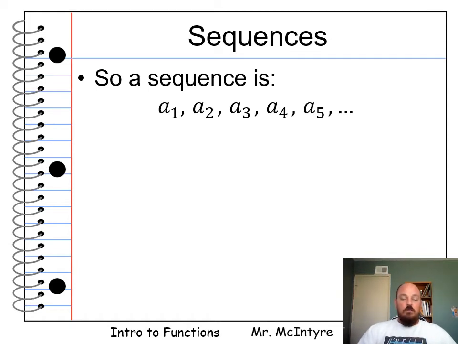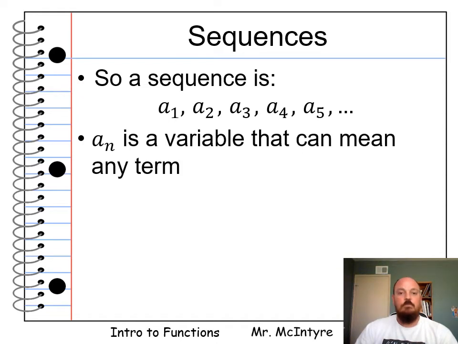So basically our sequence goes A1, A2, A3, A4, A5, dot, dot, dot. Keeps going for as many terms as there are, we're just numbering them. Now, AN is basically our variable. So like when we're working with numbers, our variable is usually X. This time we're going to have AN. AN could be any term. It means maybe I'm talking about A1, maybe I'm talking about A10, maybe I'm talking about A100. It's a variable that represents any term.